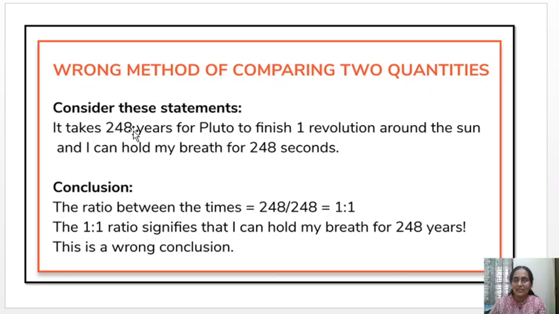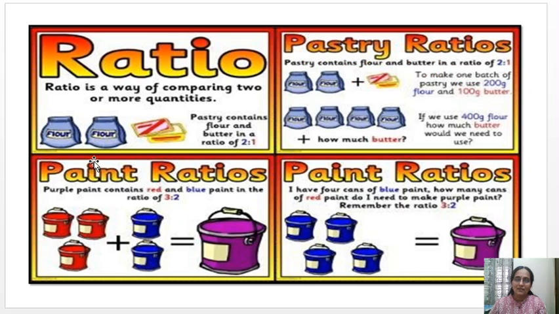Both the terms should have the same units. 248 years cannot be compared with 248 seconds. Either 248 seconds has to be converted to years or 248 years has to be converted to seconds. After converting both the quantities to the same unit, then you can compare the quantities. Let me repeat. When you have to write the ratio, both the quantities should have the same units. Now you know about ratio and you know all the rules to write the ratios also.